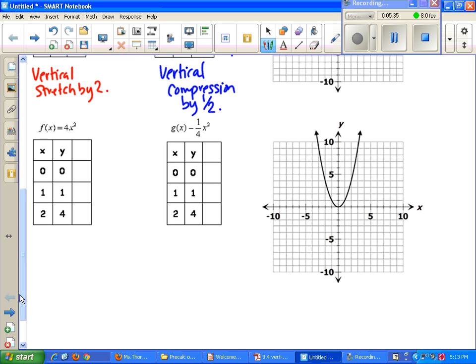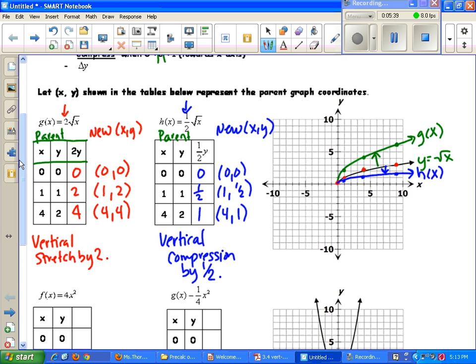Then for the next part, let's just go back up to the other one. For this one, again, I just wanted to take note that our x values stay the same. We were only changing our y value. So I'm going to note that up at the top: x values stay the same. Y values are the ones changing.